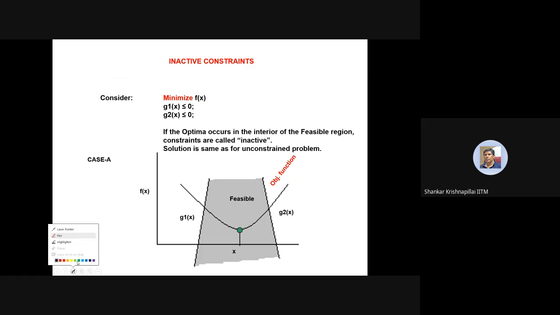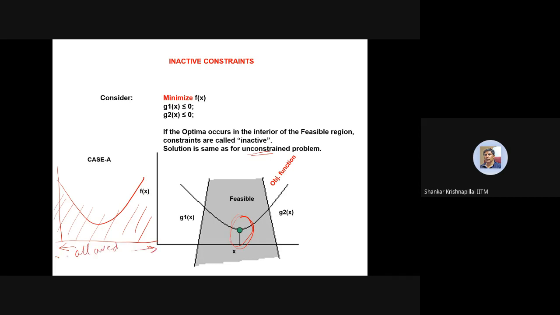Okay, to continue with our lecture, the solution to this constraint optimization problem is the same as that for the unconstrained problem. So let us look at the unconstrained objective function like this. Unconstrained objective function means there are no constraints, so all regions are allowed, from minus infinity to plus infinity. Then how do you find the minima of this objective function? You just take the first derivative, equate it to 0, and find the value x star.